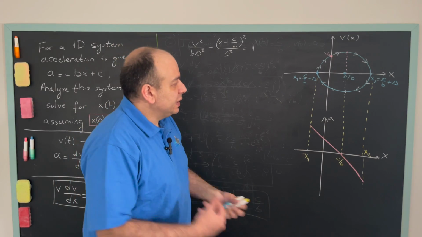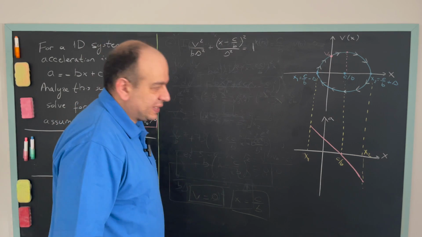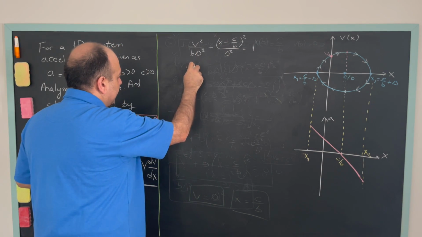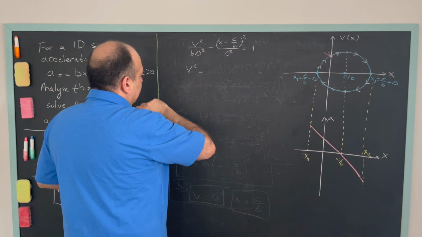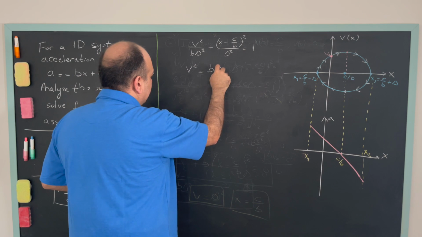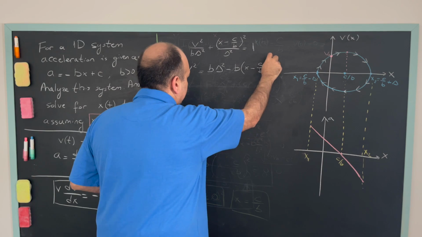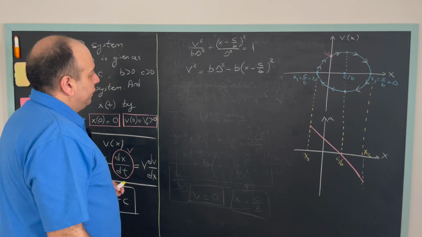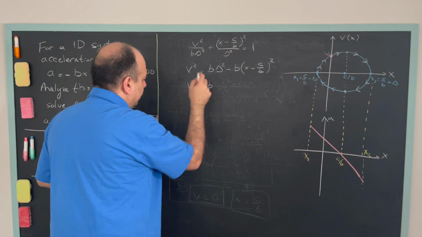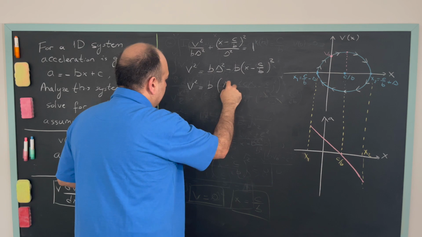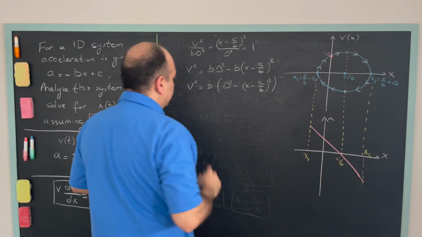So at any given time t, I will now assume that the system is moving in the positive x direction, and it's at a point x. Then using this equation, what we can write is v squared is equal to, I'll multiply everything with b, delta square minus x minus c over b square. Okay? So if I take b out, v squared is equal to b parentheses, delta square minus x minus c over b square, like that.